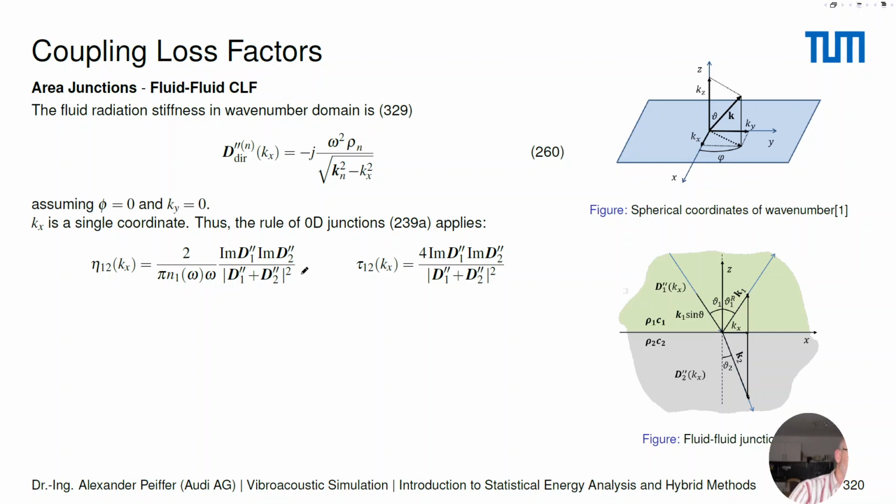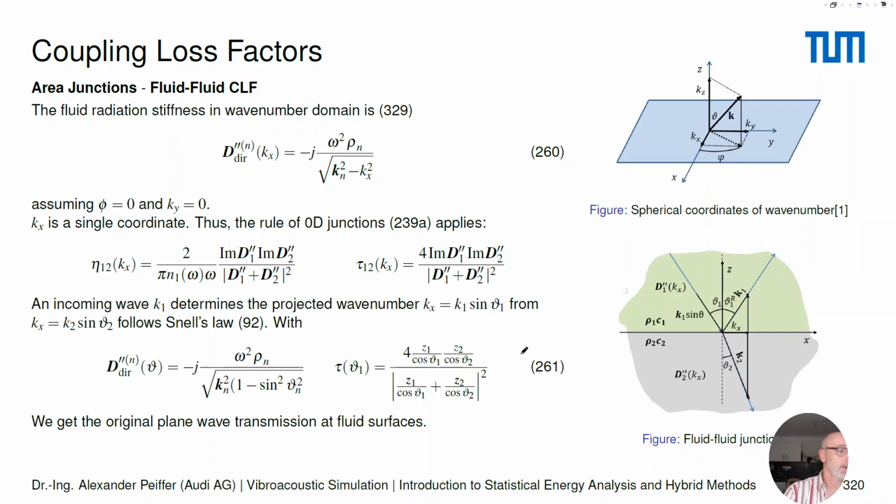And we can use the formulas that we have derived in the 0D junctions, and that's the transmission factor of the coupling of fluids, and this would be the coupling loss factor of this. And if you just keep in mind, in the fluid session we have derived this transmission of waves on two connecting fluids. So if you keep this figure here in mind, this is where we have derived that, and we have to reformulate it a little bit.